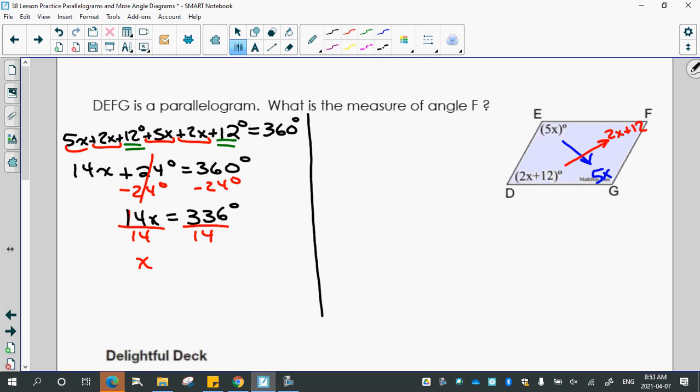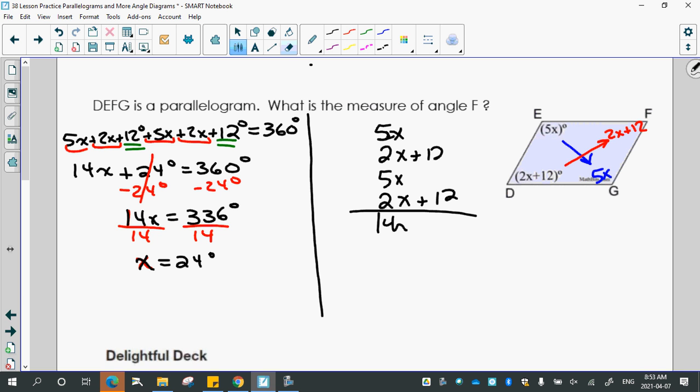And getting x equal to 24 degrees, which I realize we haven't answered the question yet. But the other way I saw people getting x was doing this: 5x, 2x plus 12, adding them vertically. So getting 14x plus 24, and then setting that equal to 360.